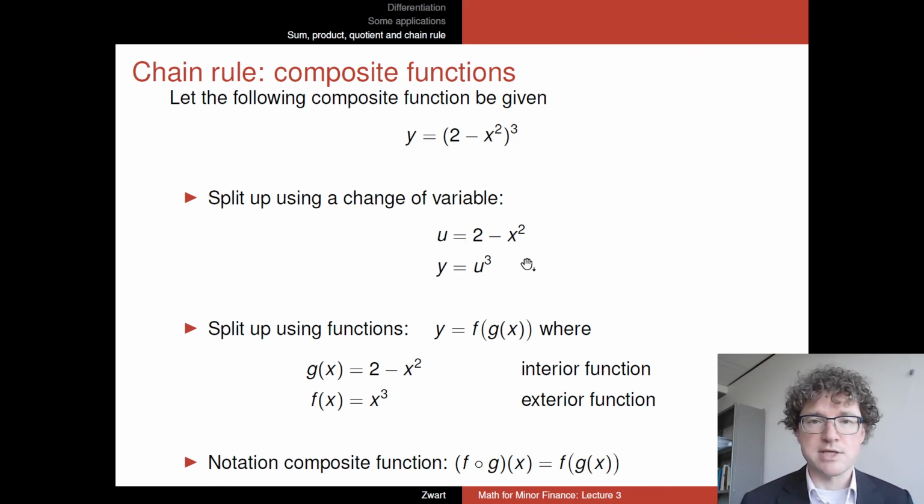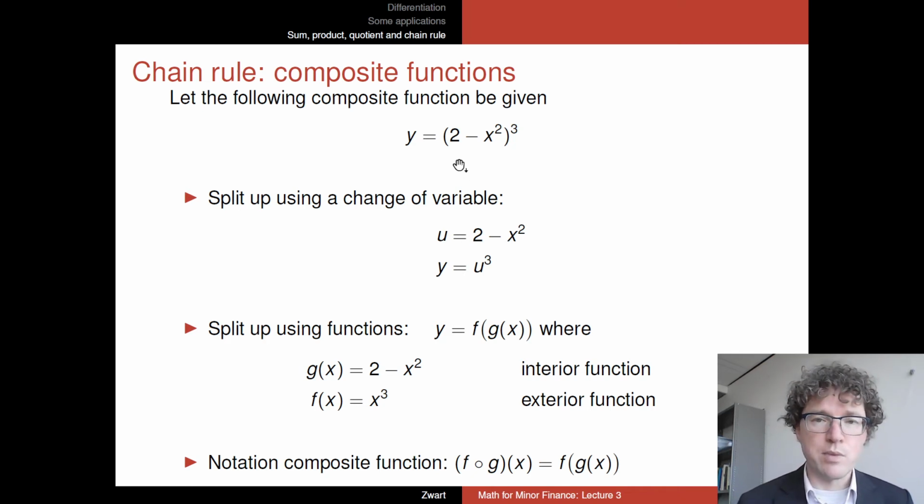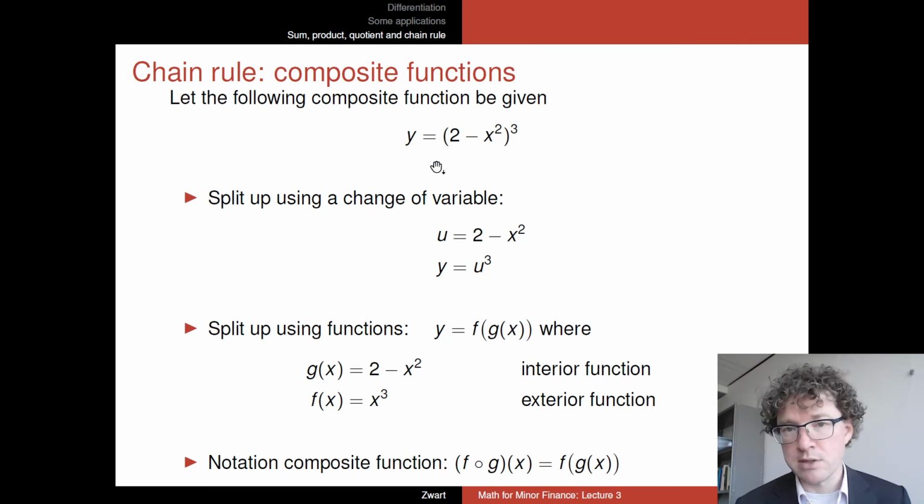So here's an example: the function y equals 2 minus x squared, to the power 3. If I were to ask you to compute how big y is if you plug in x equals 1, what would you do? Probably you would first compute what 2 minus x squared is, so in this case 2 minus 1 squared, and that result you would raise to the power 3. So you first apply the first function, 2 minus x squared, and to the end result of that you apply the second function, which is raising to the power 3.